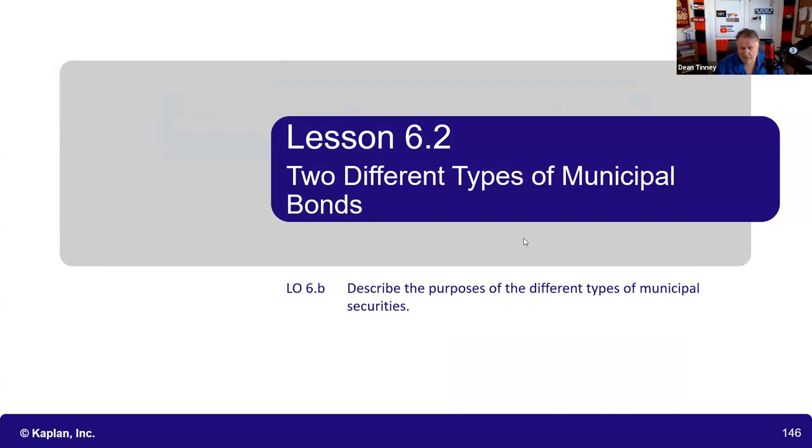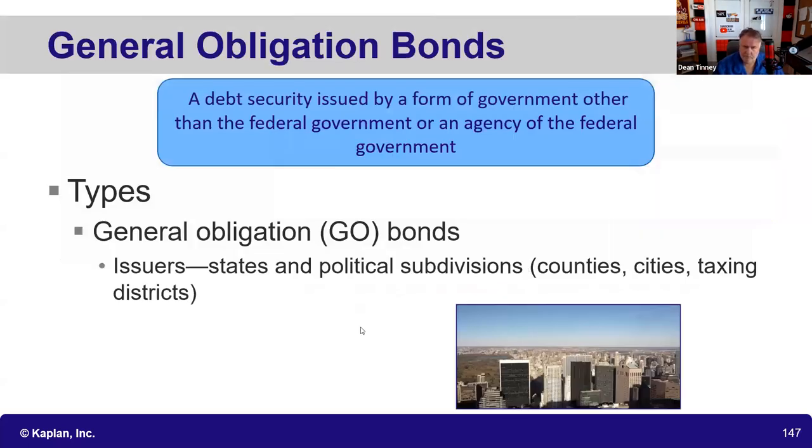Now, granted, within those two categories, there are subcategories, if you will. So a GO bond, test question, is backed by taxing authority. Now, as you see here, a debt security issued by a form of the government other than the federal government or agency of the federal government. What we're trying to say here is that on your exam, the states are municipal issuers. So on this exam, when they say government, they mean exclusively the U.S. government.